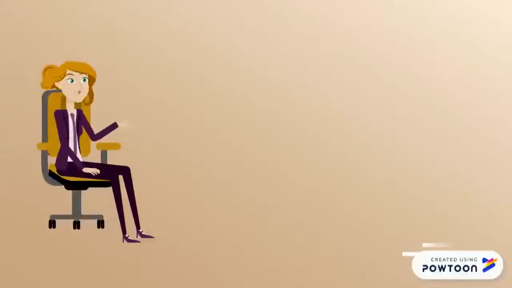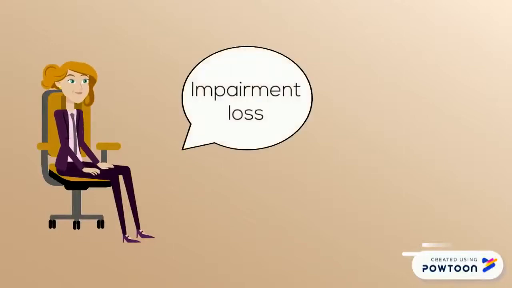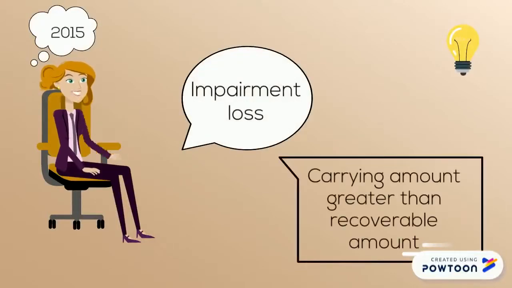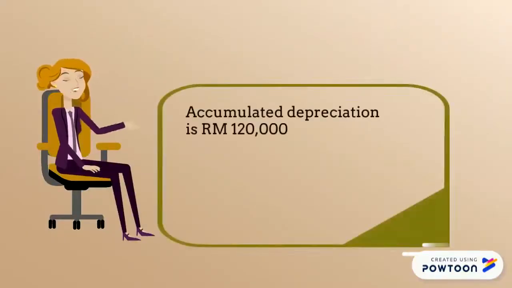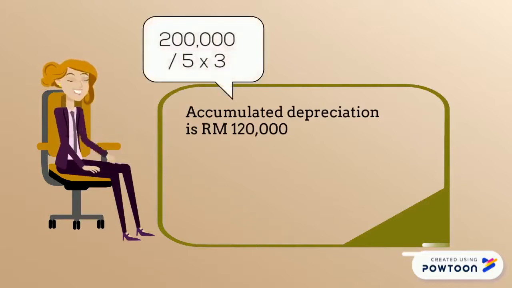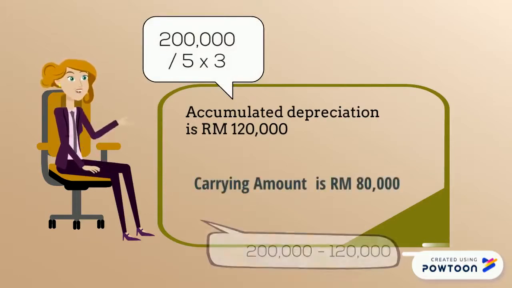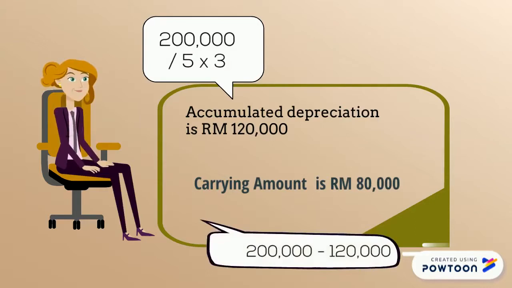Solution for question 3. To find impairment loss in 2015, carrying amount will be greater than recoverable amount. Accumulated depreciation is 120,000 ringgit, calculated as 200,000 divided by 5 years useful life times 3 years use. Therefore, carrying amount is calculated as cost of 200,000 ringgit minus accumulated depreciation, which equals 80,000 ringgit.